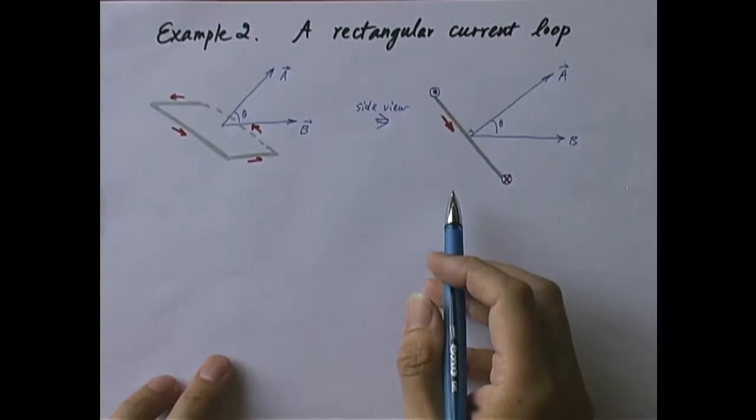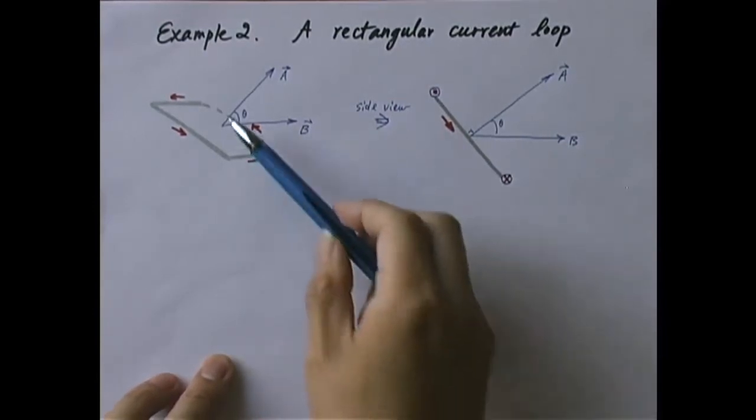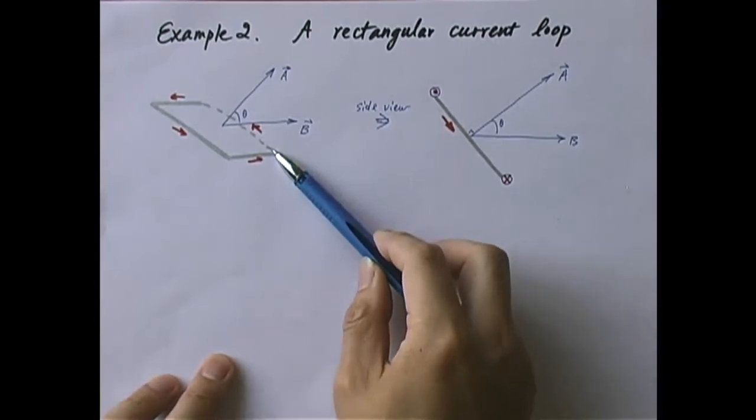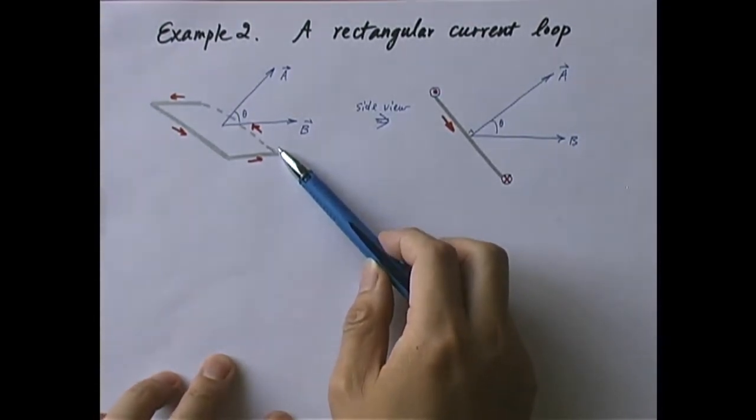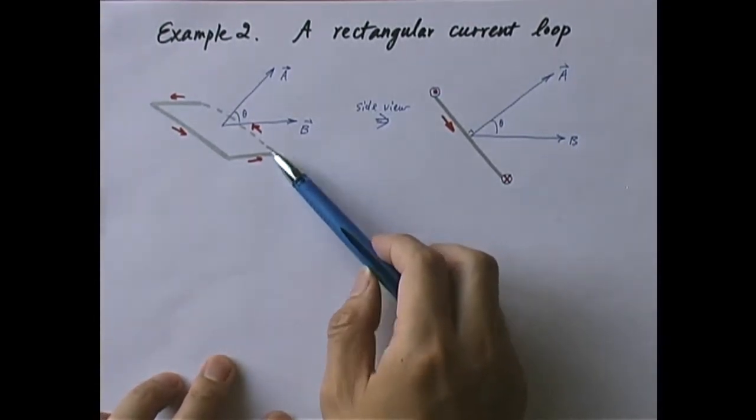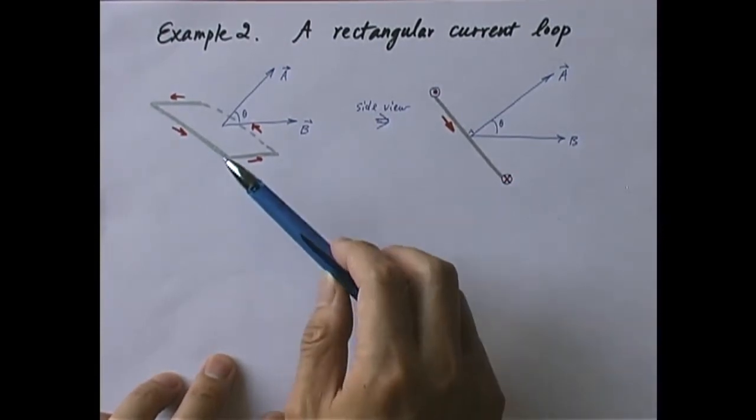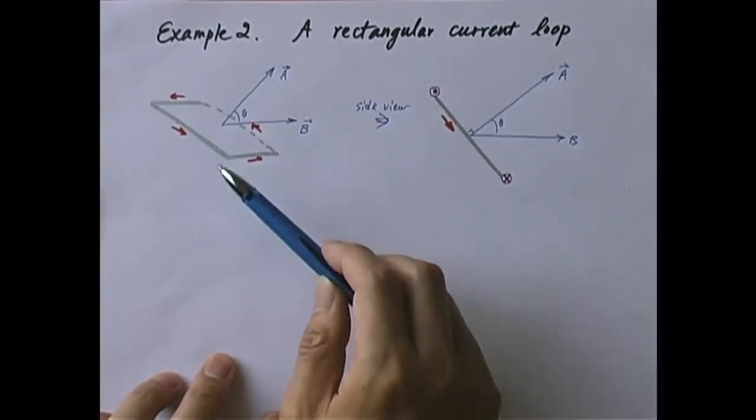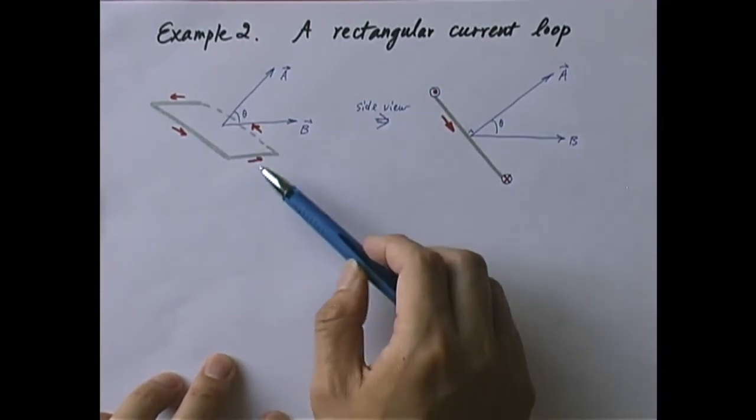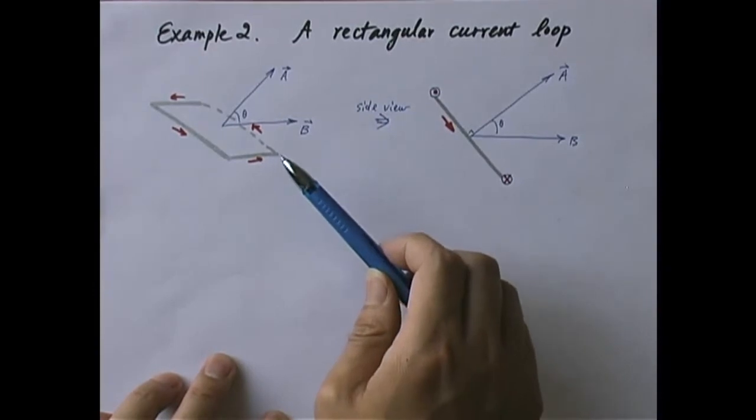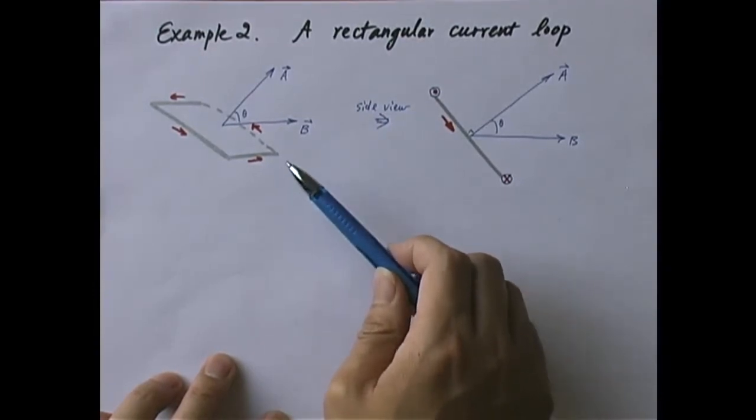Next, let's consider a simpler geometry: a current loop made into a rectangular shape. We know if we expose this current loop to a uniform B field, then the net force on this loop will be 0. We know that. But does that mean the magnetic field doesn't do anything to it? Well, it can still exert a torque on it. In fact, this is not just an exercise to calculate the torque. This setup has very important practical applications.